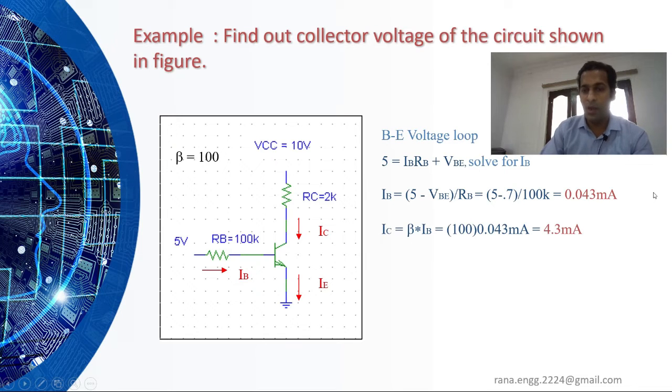So we have IB, so we can calculate IC from the relation of beta. Beta is output by input. So beta is IC by IB, so IC equal to beta into IB. We have beta, we have IB. So we can get the IC, that is 4.3 milliamps. Now we have IC, we have RC, we have VCC. So we can calculate the output voltage.